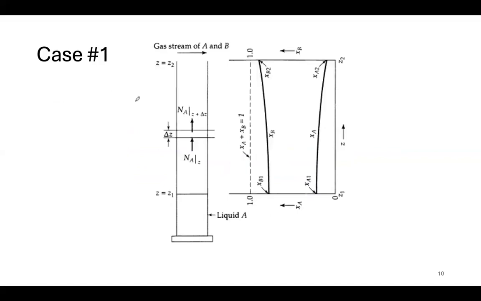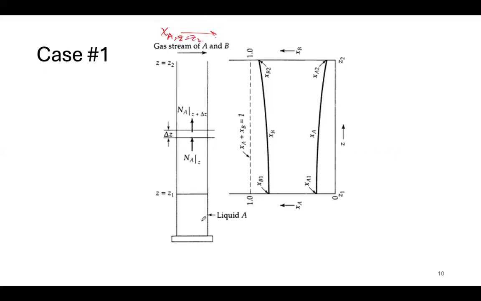So this first case is about a liquid, the liquid A, let's say, situated inside a glass, like a reaction cylinder, tabung reaksi, for example. And on the top of it, there is a gas stream A and B, which is flowing like this, with, let's say, this is X_A at z equal to z2. So it's known, okay?